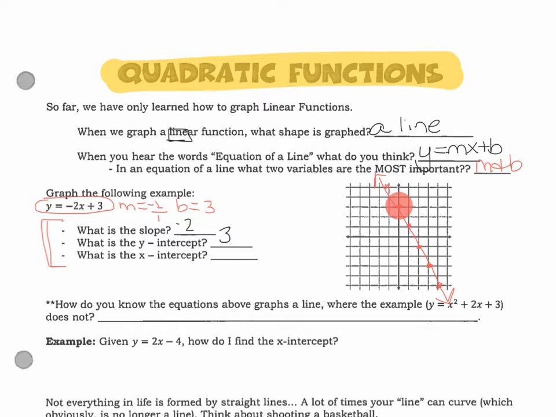What about the x-intercept? The x-intercept is where the line crosses the x-axis. Where do you think it crosses the x-axis? Well, it crosses the x-axis right there. Take a guess. What value do you think that is? Well, I think that's 1.5. We'll come back and see how we'd figure that out in a second.